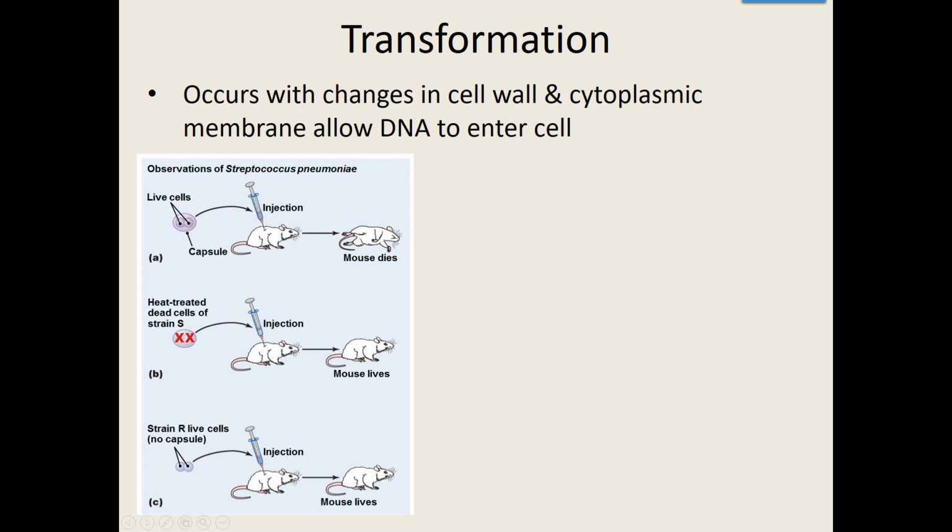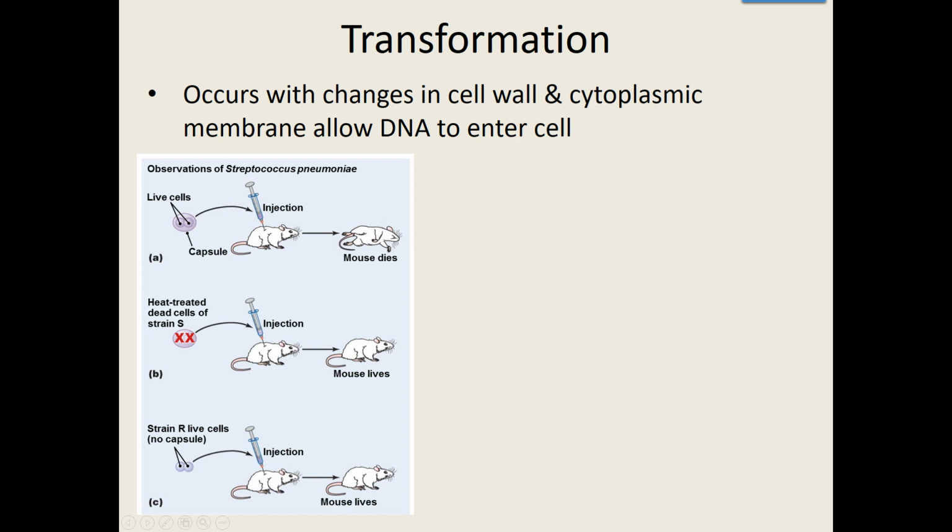We also know that if we take that heat-treated smooth strain, and so we call it strain S for smooth, and we kill the bacteria, if we inject dead bacteria into a mouse, the mouse is going to live. But we also know that there are some strains of Streptococcus pneumoniae that can't make a capsule. So we call them rough or R strains because they just don't have that nice smooth capsule around the outside. Well, the capsule's needed for the bacteria to cause us disease. So if we take one of these rough strains and put it in a mouse, because it doesn't have a capsule, it can't hide from the mouse's immune system, and the mouse is going to live.